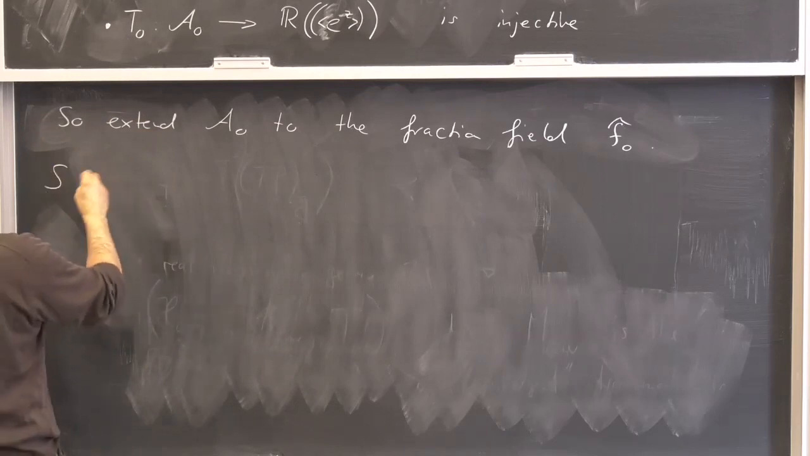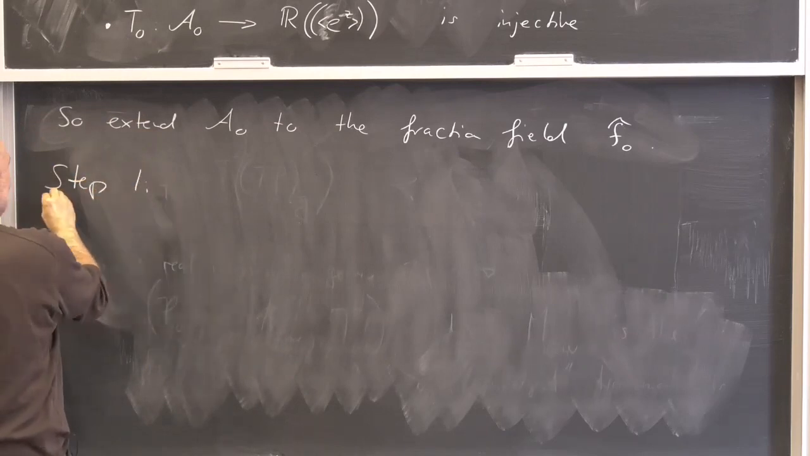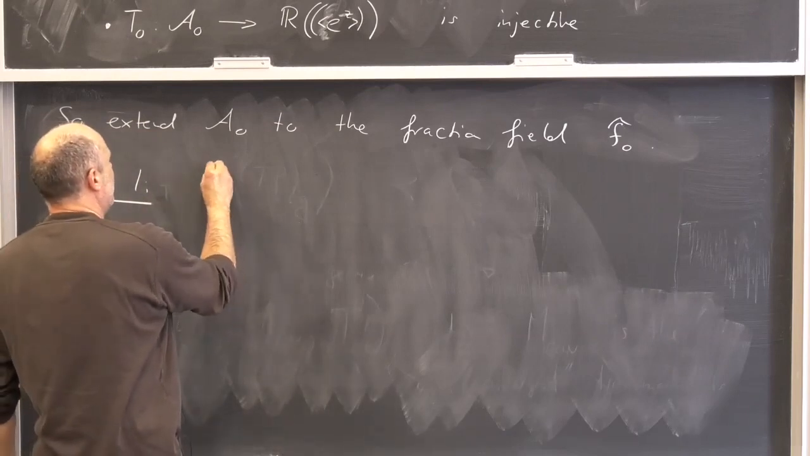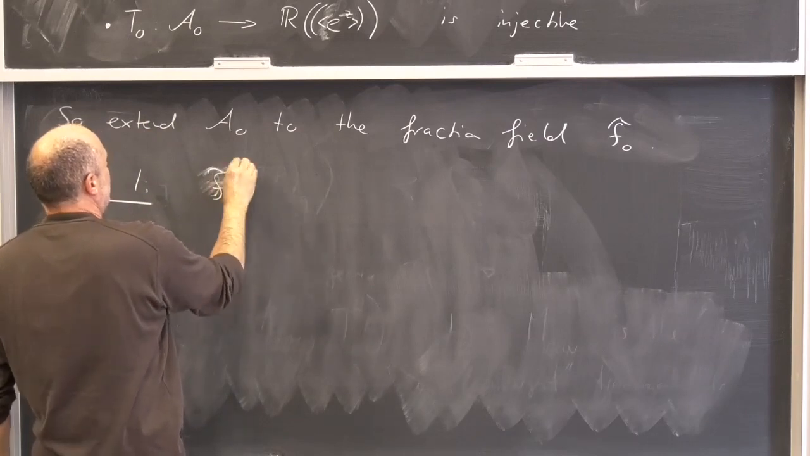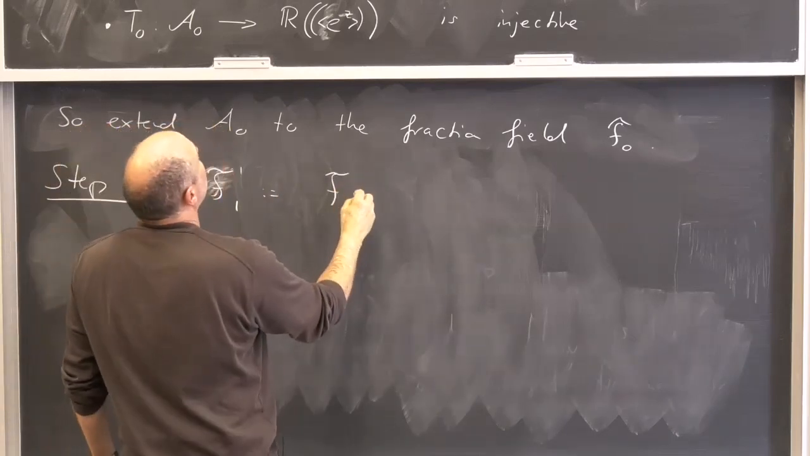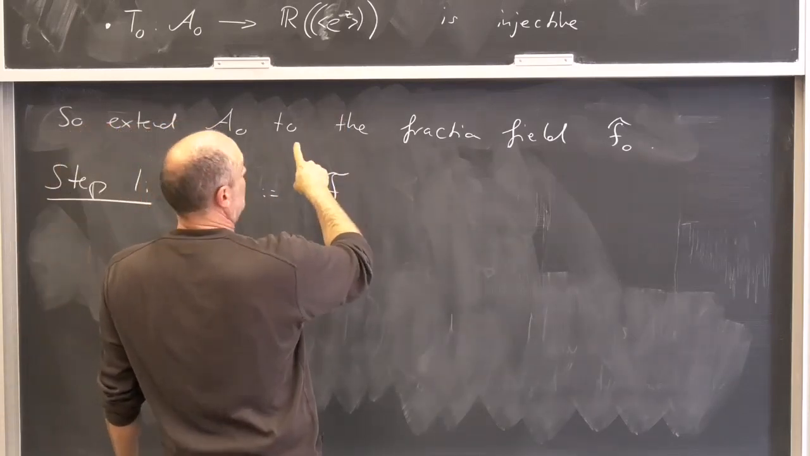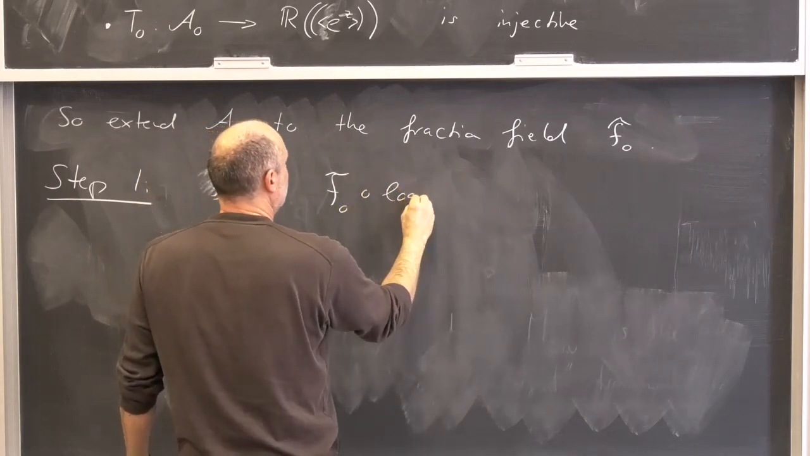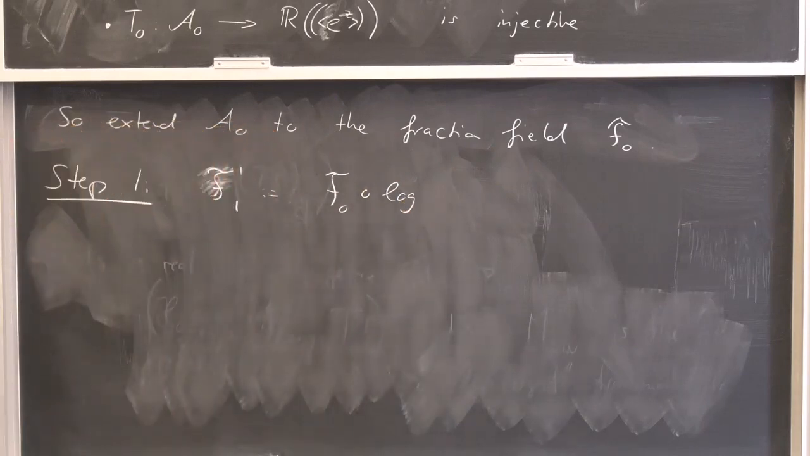Let me just take 5 more minutes. I do have 5. So step 1: what I'm going to do next, I'm going to change e to the x to x by putting log in from the right. So I'm going to call f prime 1 my F0, and you compose with log on the right.